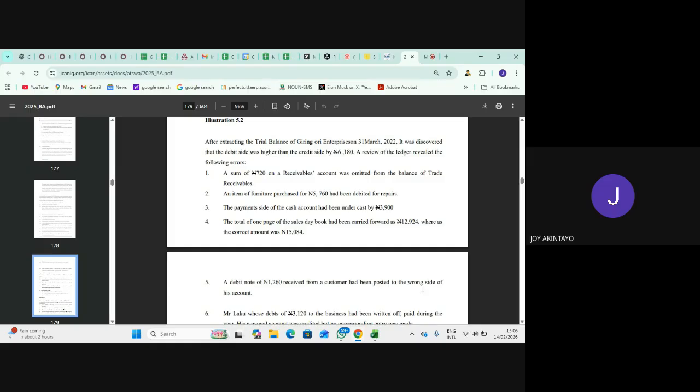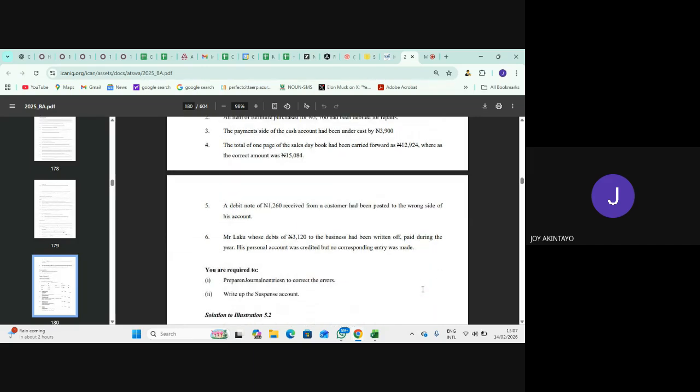So what do we do? Instead of posting to the wrong side of his account, we are to use 1,260 to reduce the customer's liability by crediting the customer's account. But instead, it's being debited. So we need to correct the error and also post to the right account. So we will solve this.